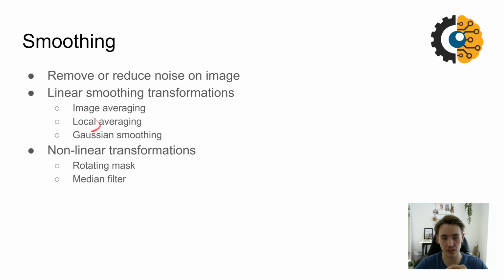You also have local and Gaussian smoothing, which I'm going to show you some examples of later on, also in code, where we take in an image and blur it and smooth it out with this Gaussian smoothing transformation. We also have some non-linear transformations, for example a rotating mask rotating around in the picture and trying to smooth out the image, or a median filter, which I'm also going to show a code example of, and then a practical example where we take an image and try to smoothen it out.